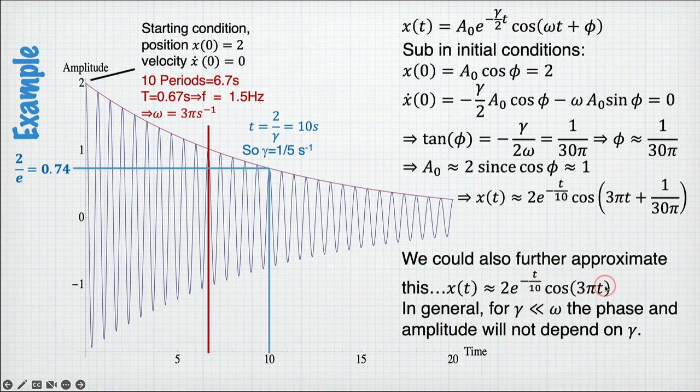And that's actually what we've seen here, because without damping, when you have an initial velocity of 0, the phase is 0. And without damping, the initial amplitude would just be the initial position.